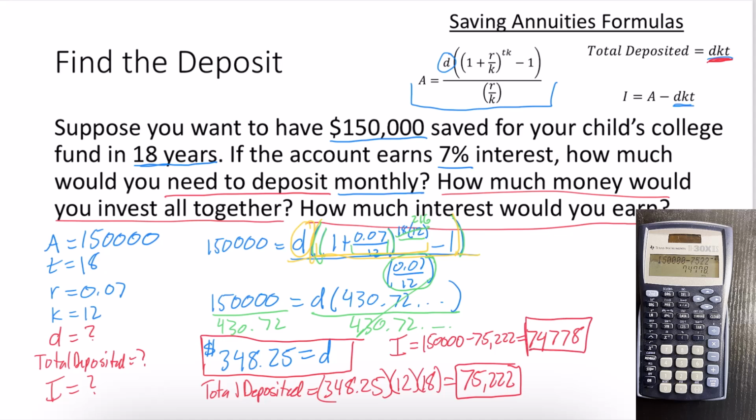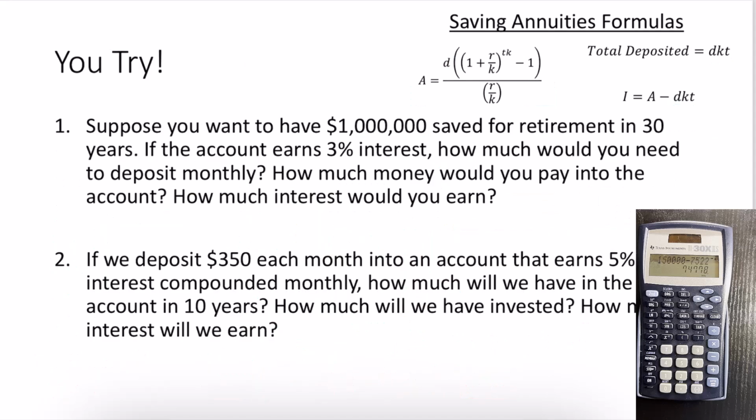And notice that that interest is almost as much money as I put into the account. So if you really want to have compound interest work for you, you want to invest money early on and have a lot of time in order for the interest to be earned on the money that you put in. So that's how you would do that problem. So why don't you guys go ahead and try these two problems on your own. Pause this video, see what you get, and then restart the video to see what the correct answers are.